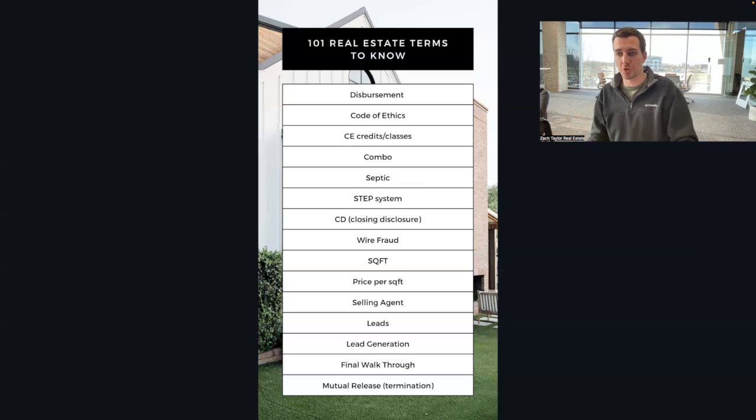CD, or closing disclosure. So lenders will issue this out. That way the buyer knows exactly everything they're being charged for and how much money they have to bring to closing.